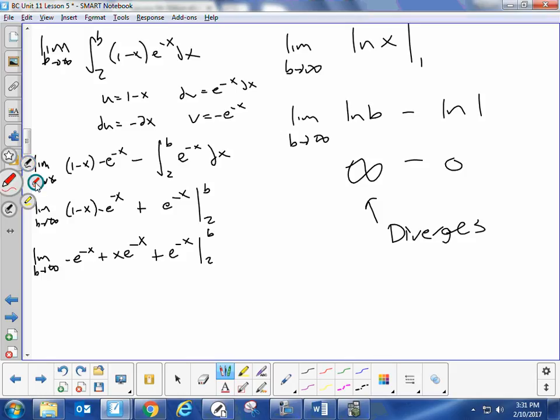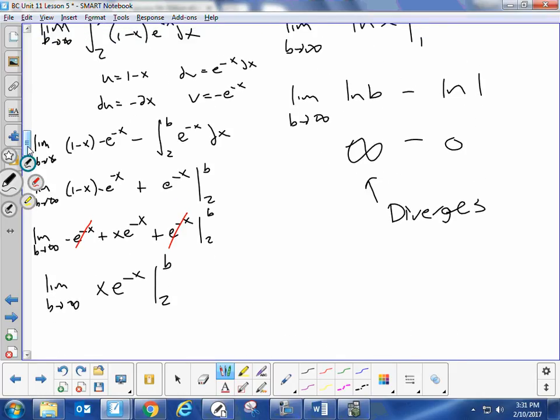Well, this actually helps me out tremendously because these cancel: the negative e to the negative x and the positive e to the negative x. So I end up with just the limit as b approaches infinity of x e to the negative x from 2 to b. And if you want to, what is probably going to help to evaluate this is to write that as x over e to the x.